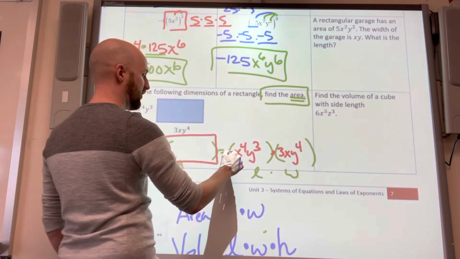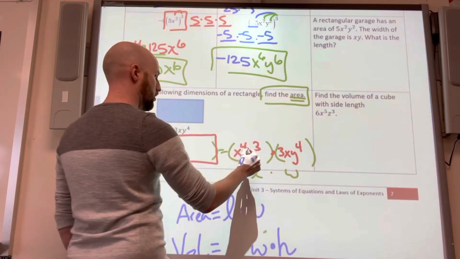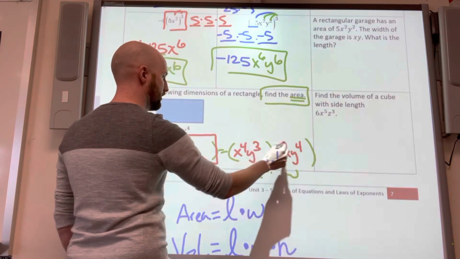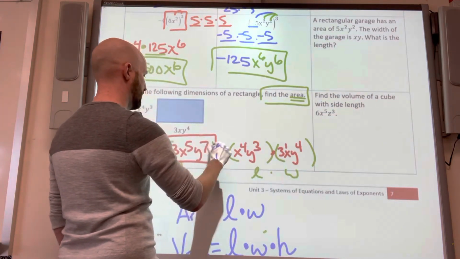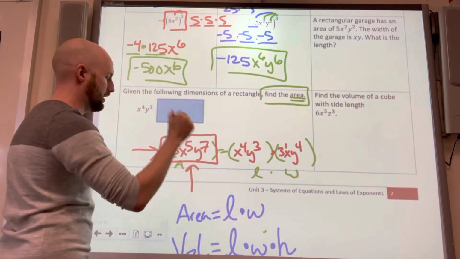3 and nothing is 3. 4 invisible 1 is 5. 3 and 4 is 7. So esto es la área.